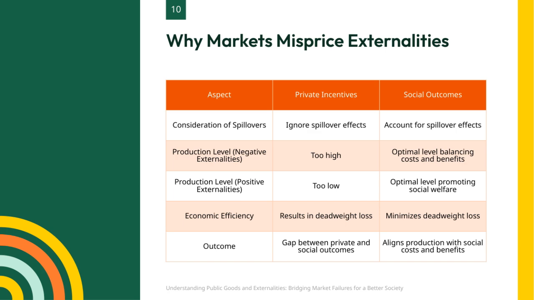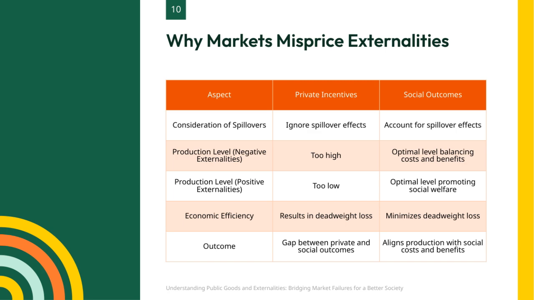On the other hand, for positive externalities, such as education or vaccinations, private incentives usually respond by producing too little, since the broader social benefits aren't fully captured. This misalignment results in deadweight loss, meaning resources aren't used in the most efficient way economically. However, when we consider social outcomes, spillover effects are taken into account. This leads to an optimal production level that balances costs and benefits, minimizing deadweight loss.